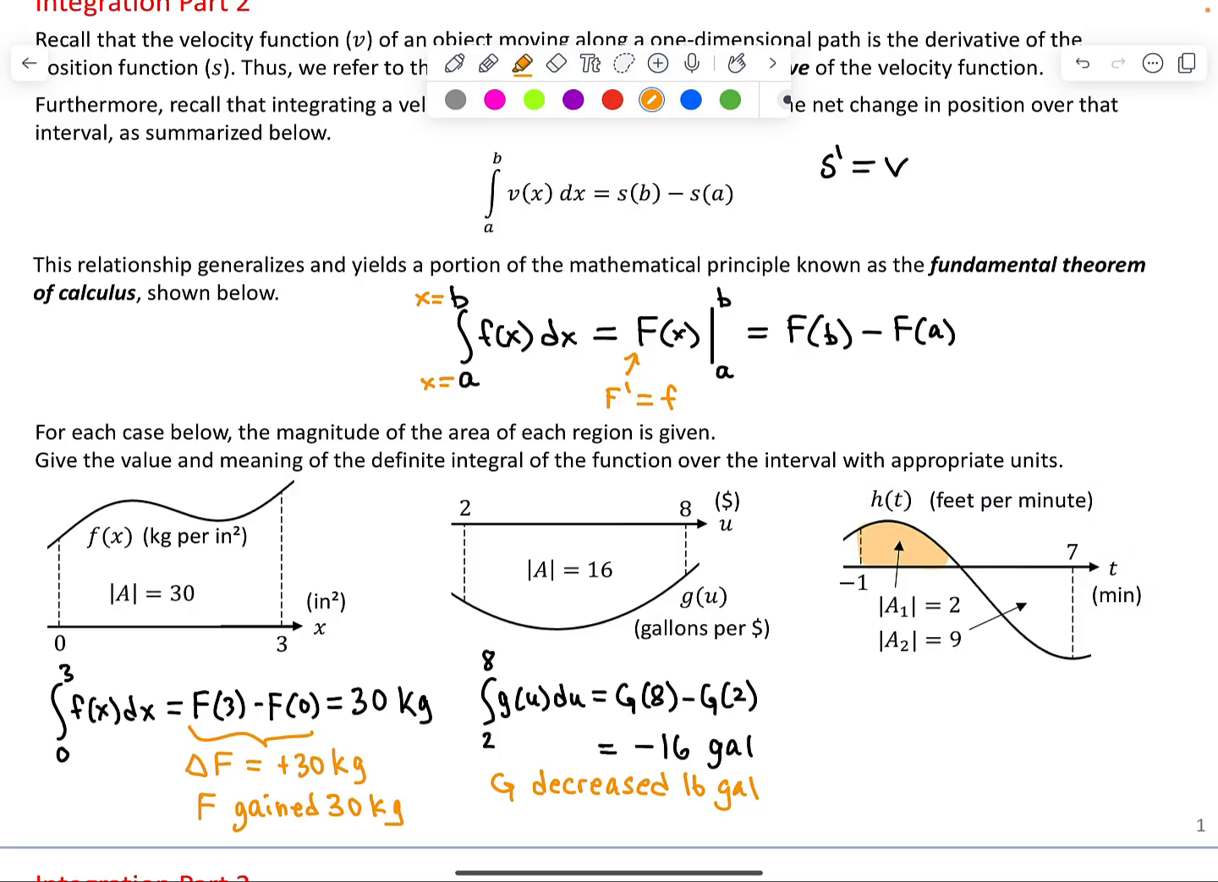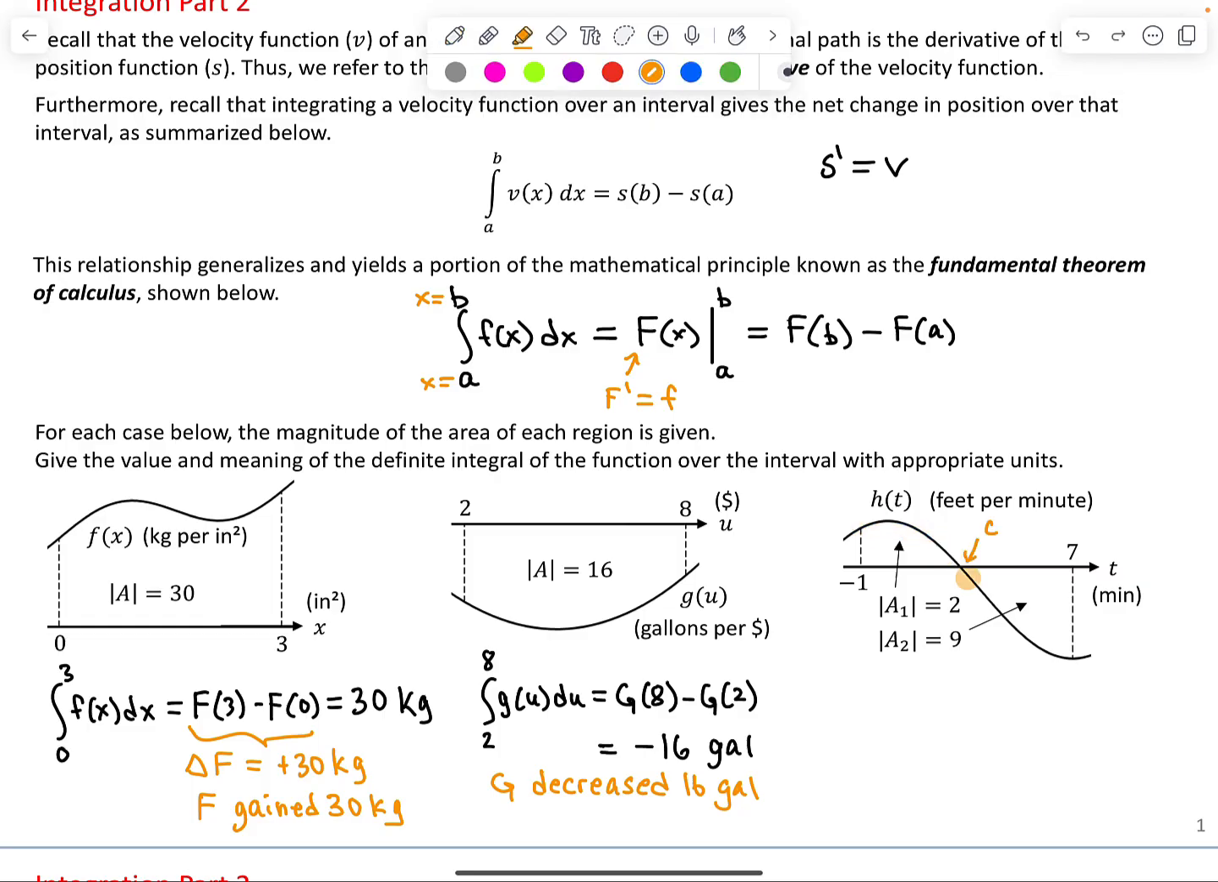This area has a magnitude of 2, and this region has an area with magnitude 9. The function is above up until this t value, whatever it is, I'll call it c, and then the function has negative outputs after that. So this h of t is a velocity function. So we integrate it from t equals -1 to t equals 7. We're going to get an antiderivative, a position function, at 7 minus that antiderivative or position function at time -1.